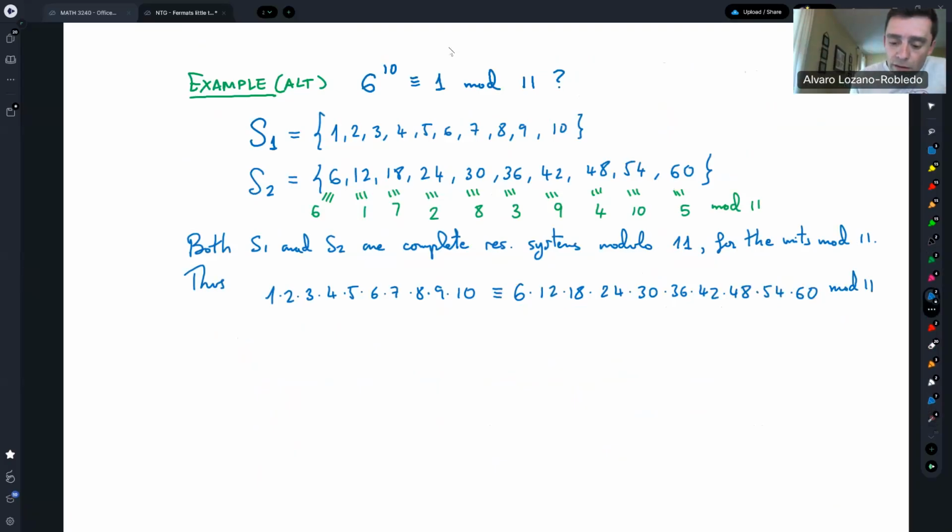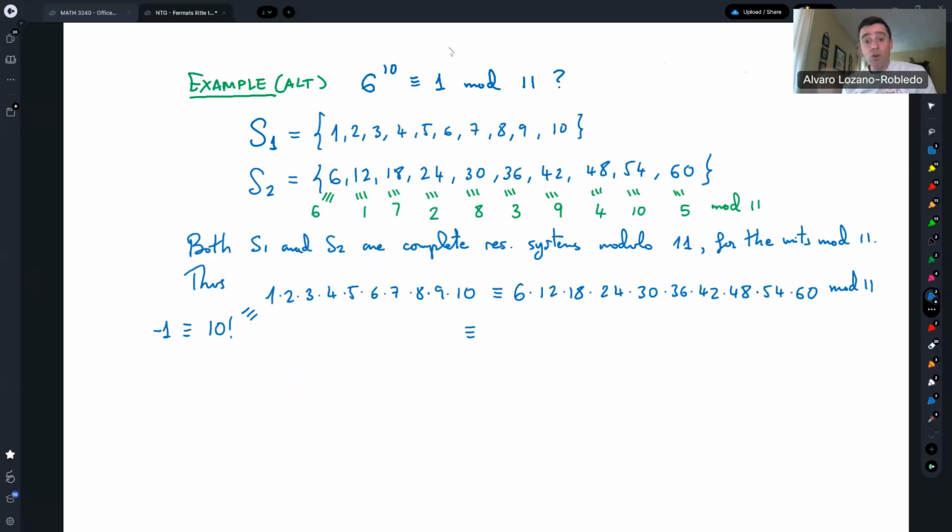This, by the way, is 10 factorial, which is 11 minus 1 factorial. If you remember, this is 10 factorial. And by Wilson's theorem, this is actually minus 1 modulo 11. Okay, we're going to leave that aside, but it doesn't matter on this hand.